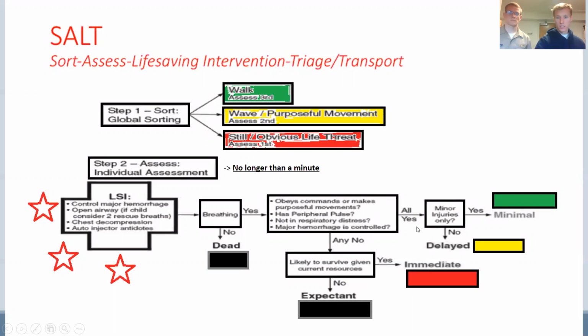If they have yes to all these, they have only minor injuries, so they are minimal. No, they have slightly major injuries, a little more than minor. Broken bones, stuff like that. Broken leg, ankles, anything a little more major than a couple of abrasions and a scared patient, and then they're delayed.